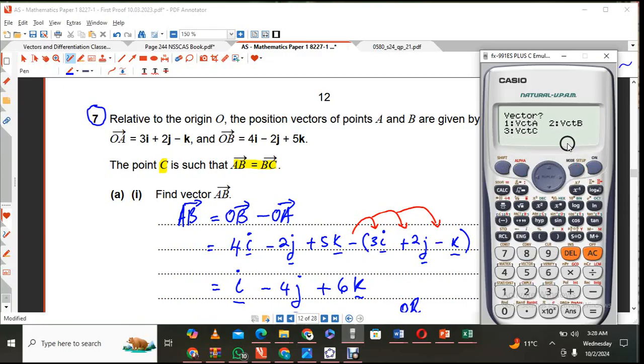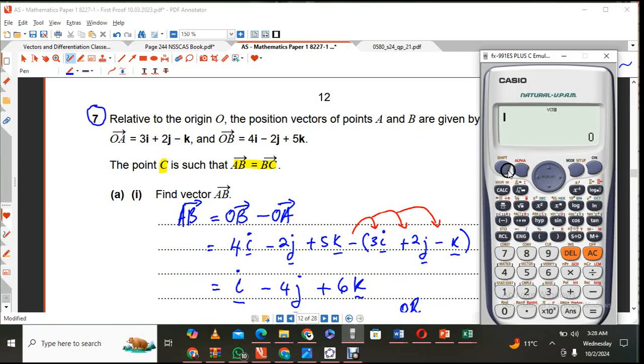So I now want the second one, so I'm going to choose 2 for vector B, and it's still a vector in 3 components. So I'm going to input the components there. So it's 3 hit equal to, then 2 hit equal to, and then obviously -1 here, -1 hit equal to. Okay, so I'm going to clear that. So what I did now is vector A minus vector B, so I'm supposed to get the same stuff.